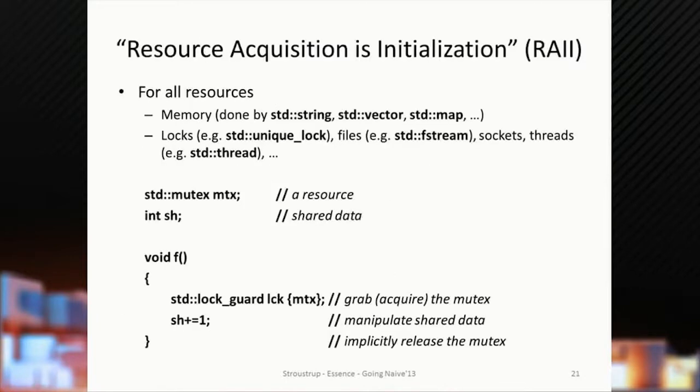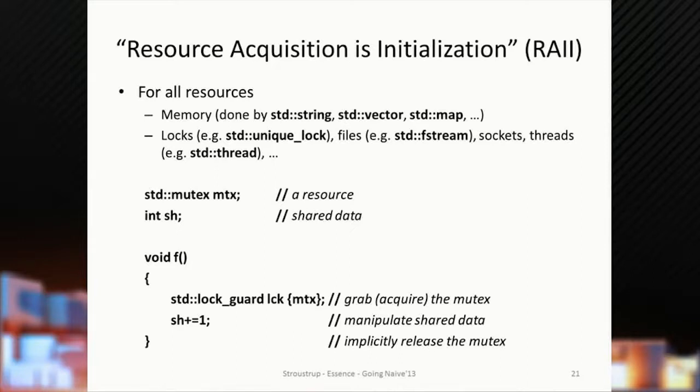Okay, so here's an example. We have a mutex. It's a system resource, and we have something we want to share, which is the shared data here, and we want to control it by a mutex. A mutex is a system resource, and it is represented in the standard library by the mutex class. And the mutex class actually is a handle to the system resource. Just think about it as a system resource.